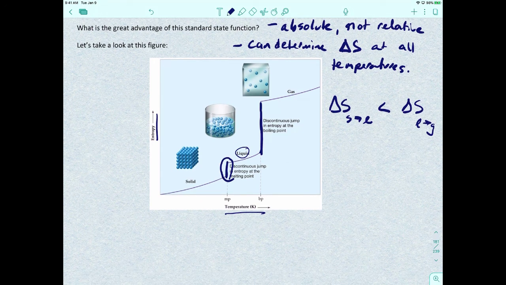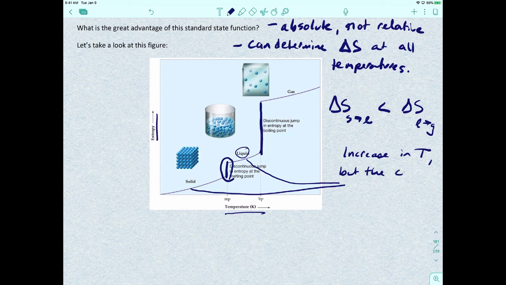Now, we also see that every time we look at these increases, if we compare the increase of the liquid to the increase of the solid, there is an increase in temperature, but the curves are not linear. So they're not going up by the same amount each time.